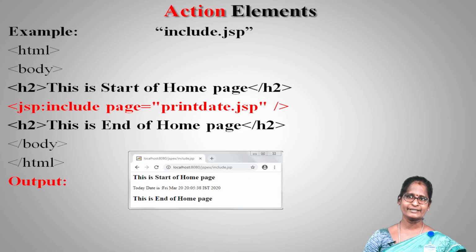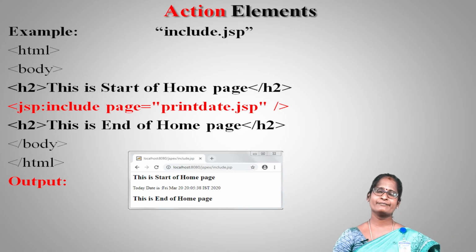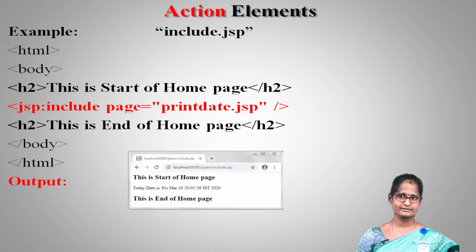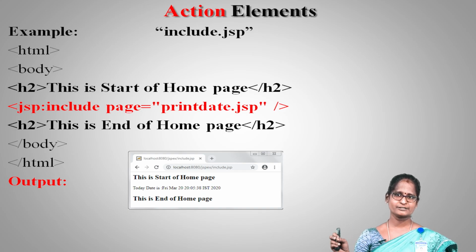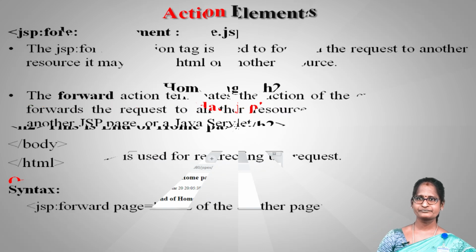Then the action elements, for example: HTML, body, H2. This is the start of the home page. We are including the pages. The printdate.jsp file is included in the page. This is the end of the home page, printed in the H2 tag. Then the body tag is closed and the HTML tag is closed. These are the outputs shown in the localhost.